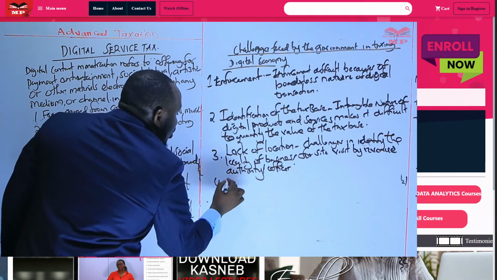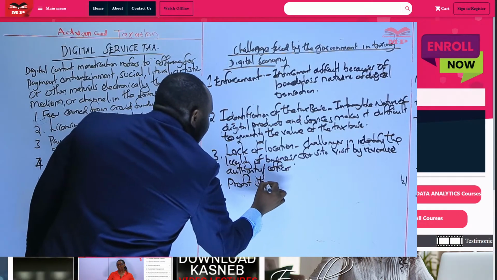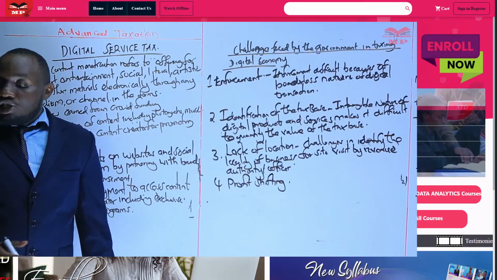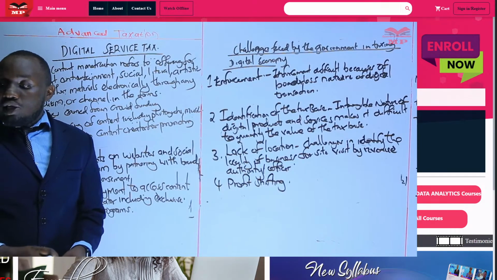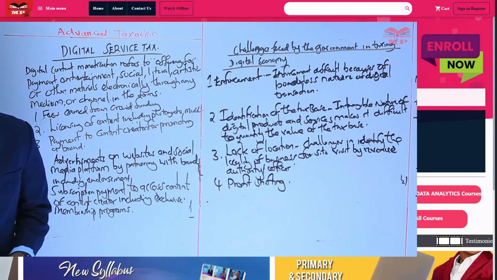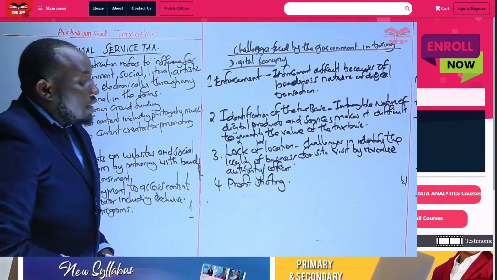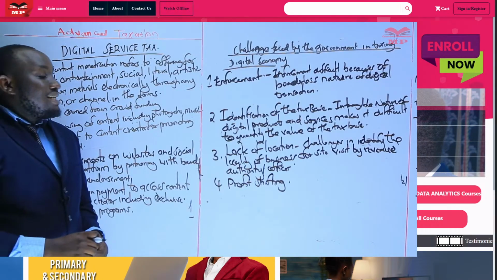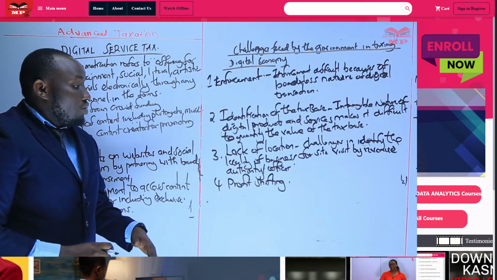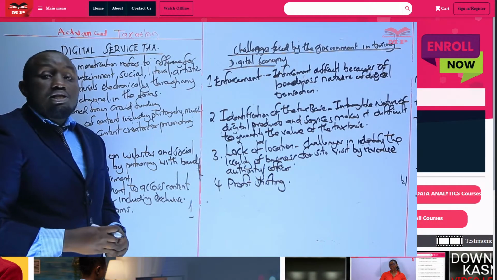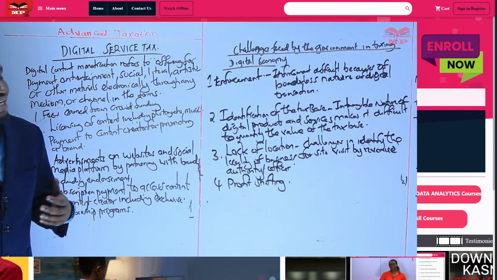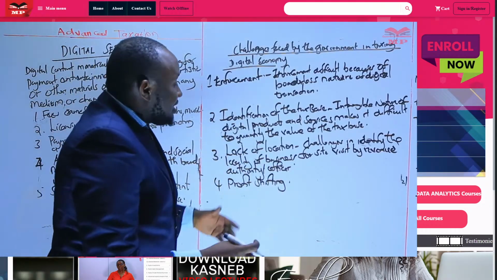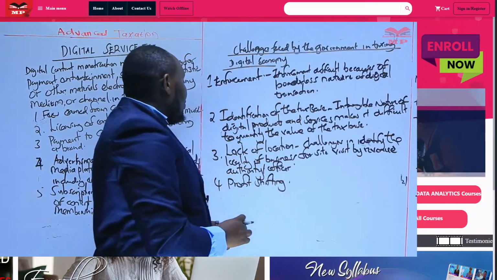Then we have what we call profit shifting. Lastly, we have profit shifting. Digital transactions are usually associated with international organizations who can use complicated transactions to shift profit to countries with low tax rates. Digital platforms are composed of international organizations, and they can shift the taxes to countries with low tax rates. That is what we call profit shifting.